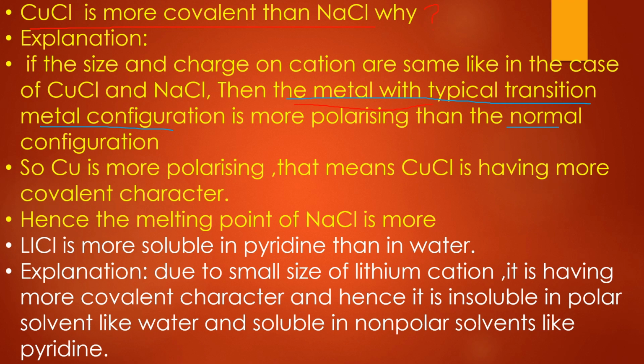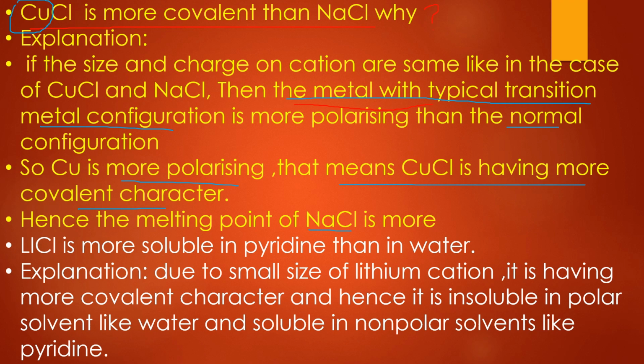So here which is the transition metal? Copper. So copper is having typical transition metal configuration, that is (n-1)d configuration. So copper is more polarizing, that means CuCl is having more covalent character than NaCl, and that is why the melting point of NaCl is more, because it is more ionic.